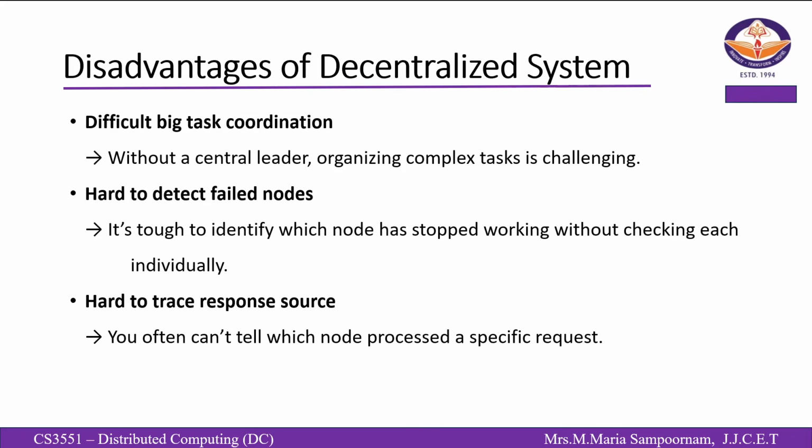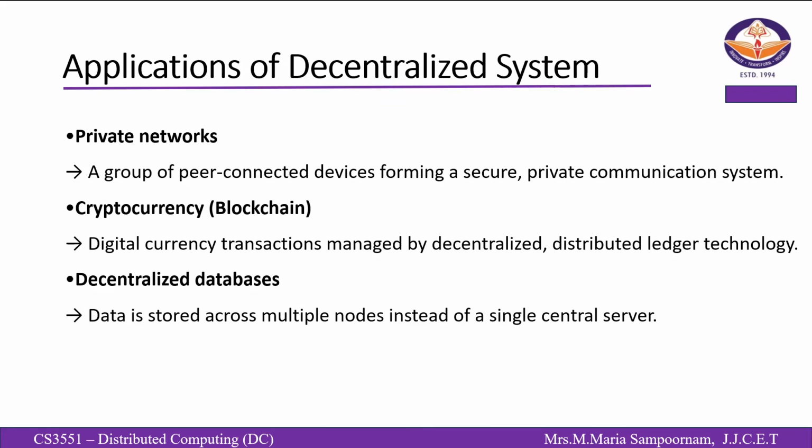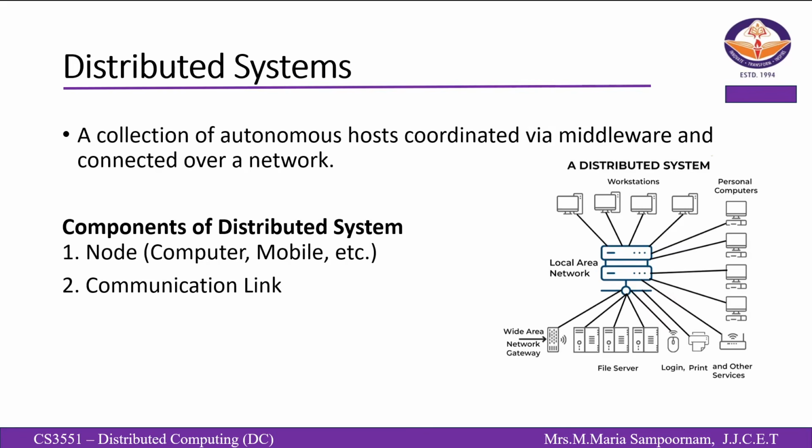So disadvantages also: difficult big task coordination, and hard to detect failed nodes. Yes, because each node is working independently, it is hard to detect the failed nodes, and also hard to trace the response source. Then applications, as we already knew: private networks, cryptocurrency, and decentralized databases are all applications of the decentralized system.